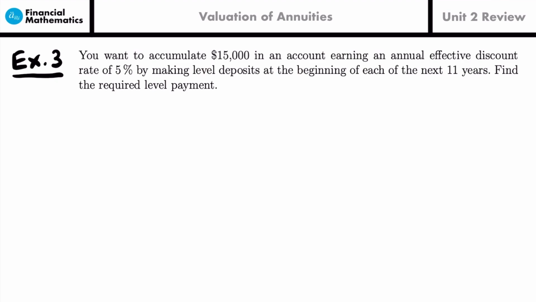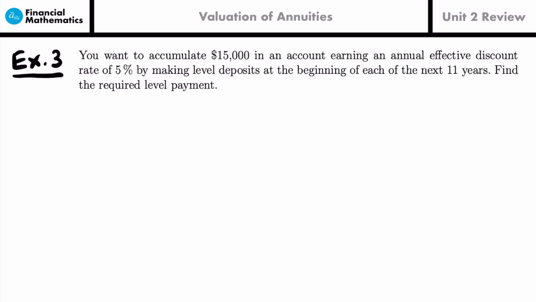For example 3, we have that you want to accumulate $15,000 in an account earning an annual effective discount rate of 5% by making level deposits at the beginning of each of the next 11 years. Find the required level payment. Okay, so once again, if you want to try this problem out for yourself first, be sure to pause the video now. But if you want to see the solution, then let's get right to it here.